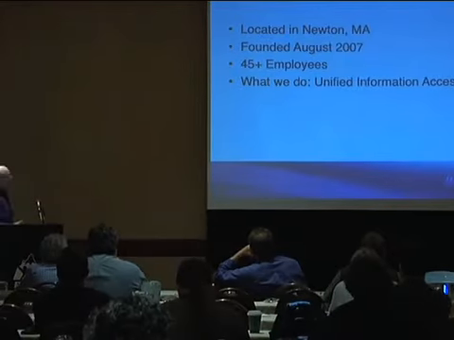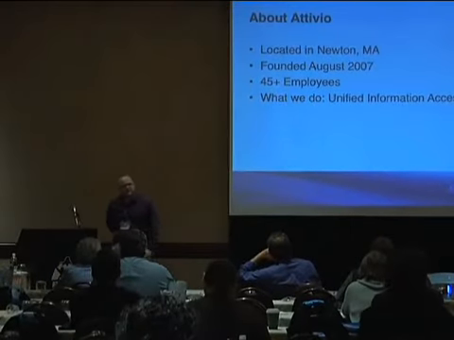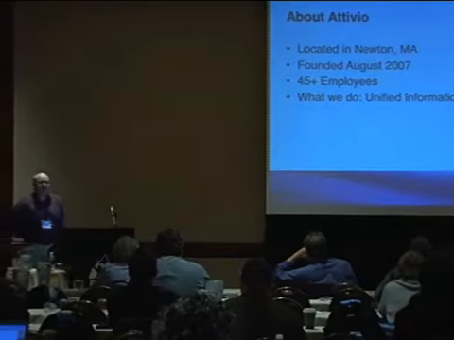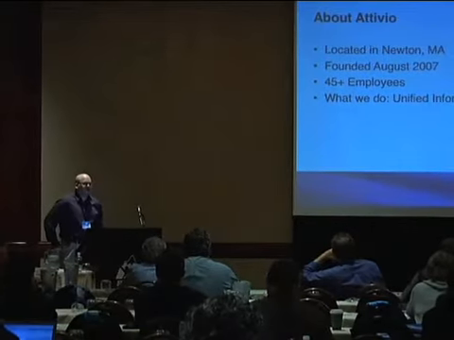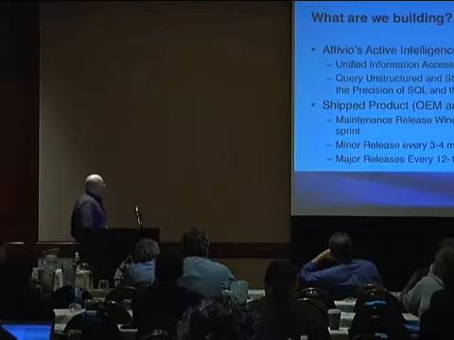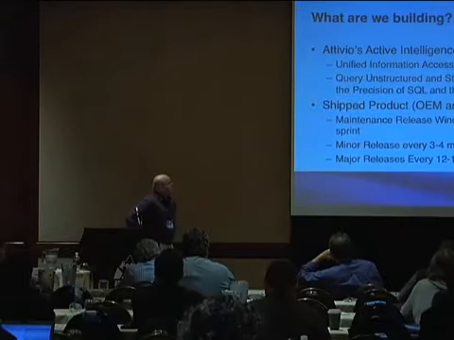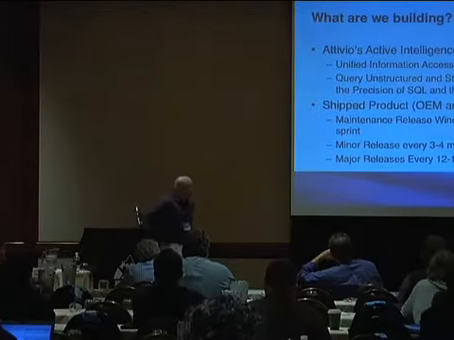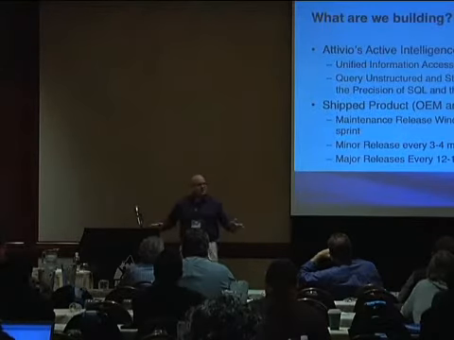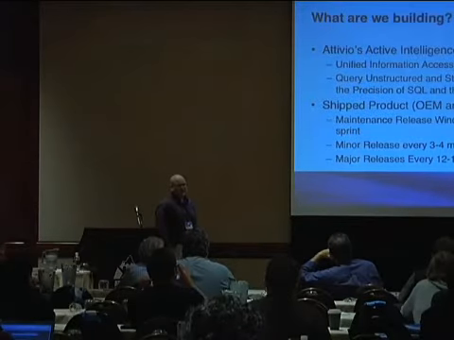So first, a bit about our company. We're located in Newton, Massachusetts, founded August 2007. We have 45 employees. Basically what we do in a nutshell is called unified information access. It's a kind of hybrid between data warehousing and enterprise search. What we're building is our active intelligence engine, a platform for unified information access. Fundamentally it allows you to query unstructured and structured information with the precision of SQL and the fuzziness of search. If you have more questions about that, I'm happy to answer them after the presentation, but that's as deep as I'll go into the actual product details itself.